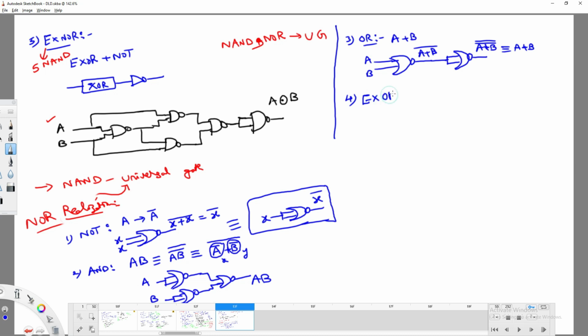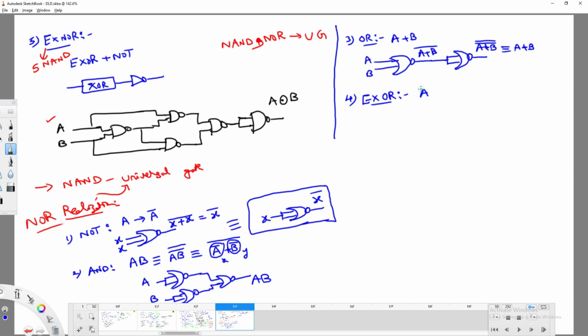Next, we'll see the XOR gate or XNOR gate, whatever it may be. You can take it. But the thing is, if we are able to do one, you can get the other one, right? So I will try to do it with the XOR gate, right? What is XOR?